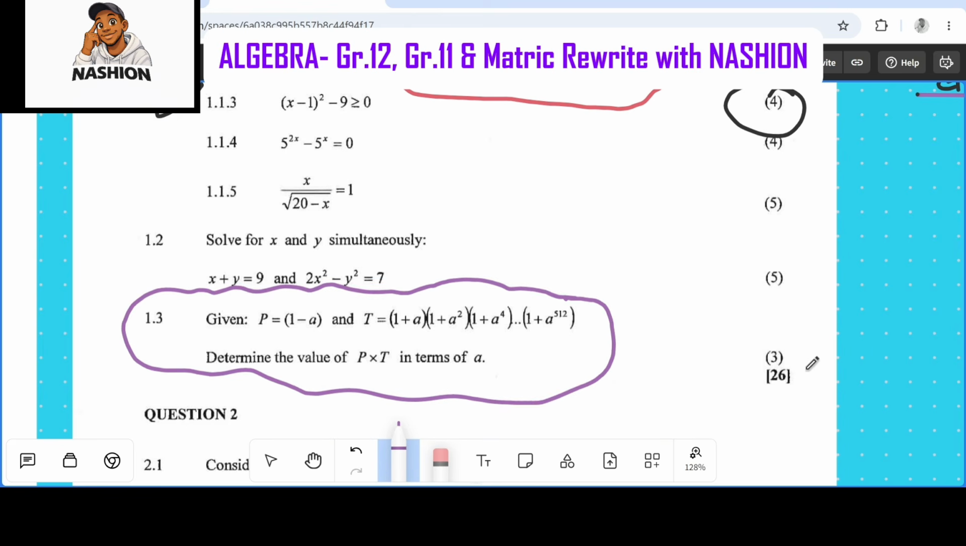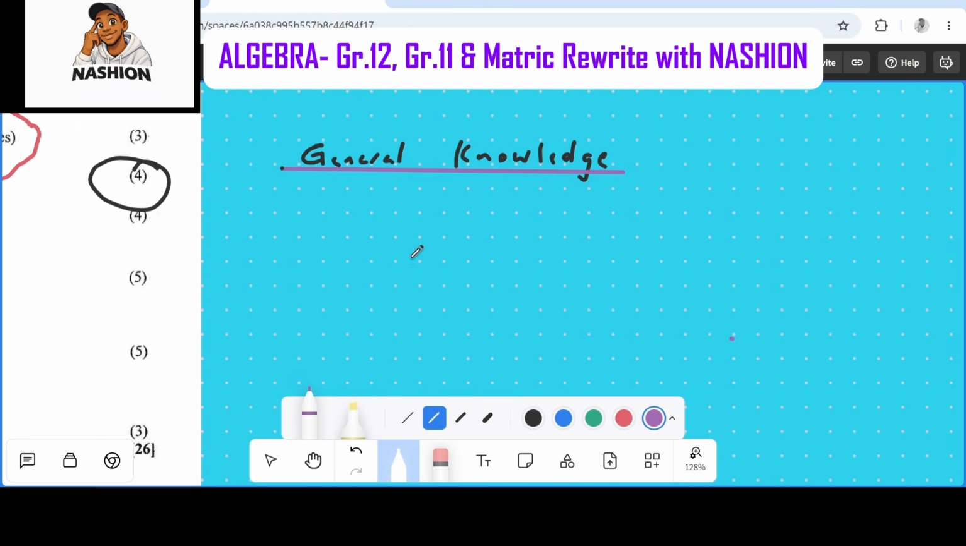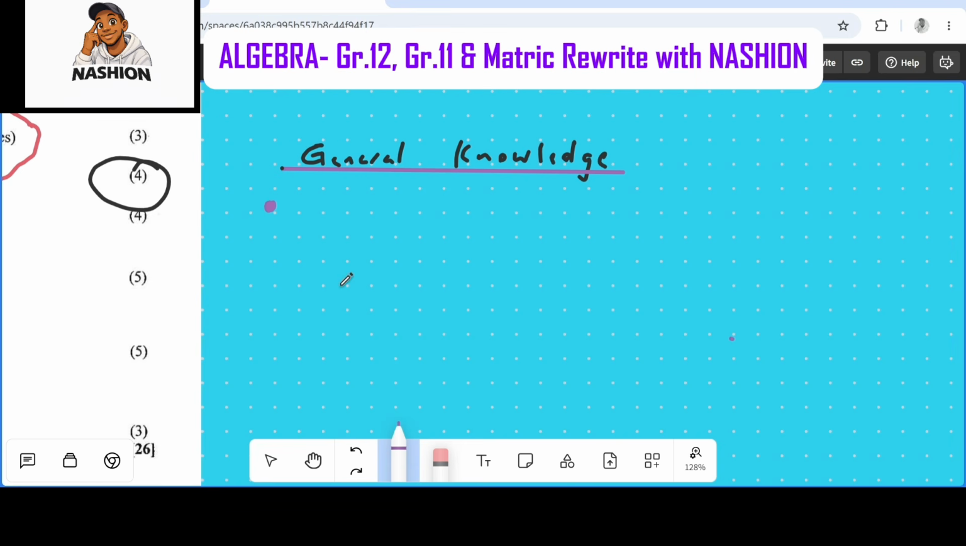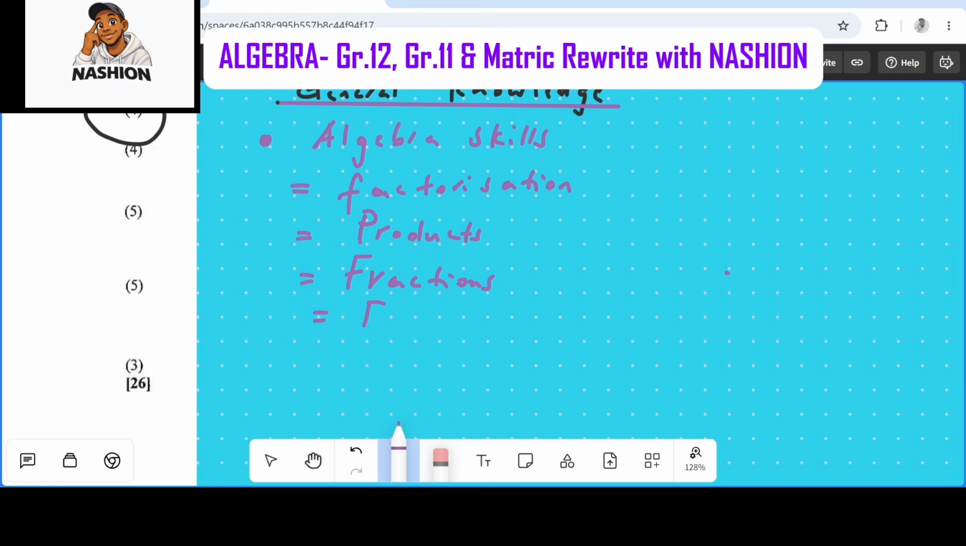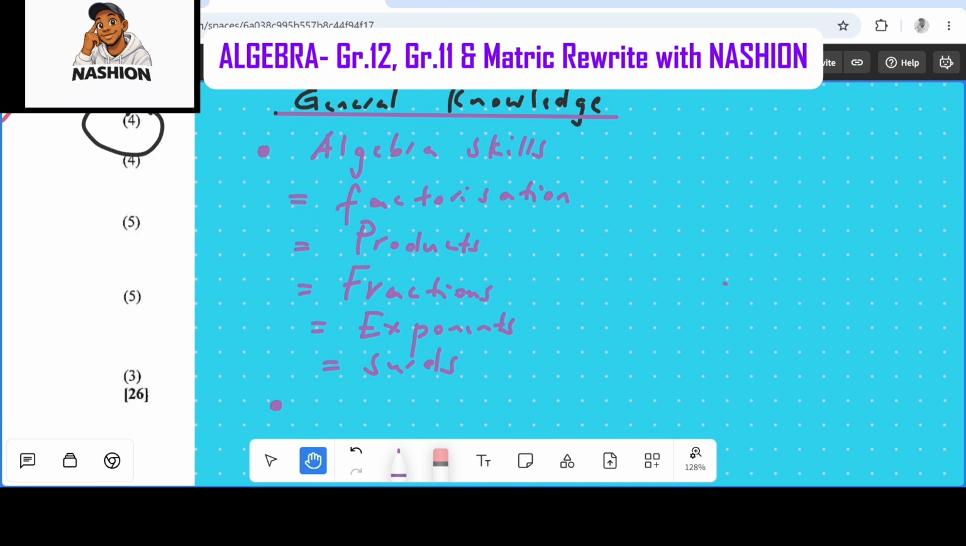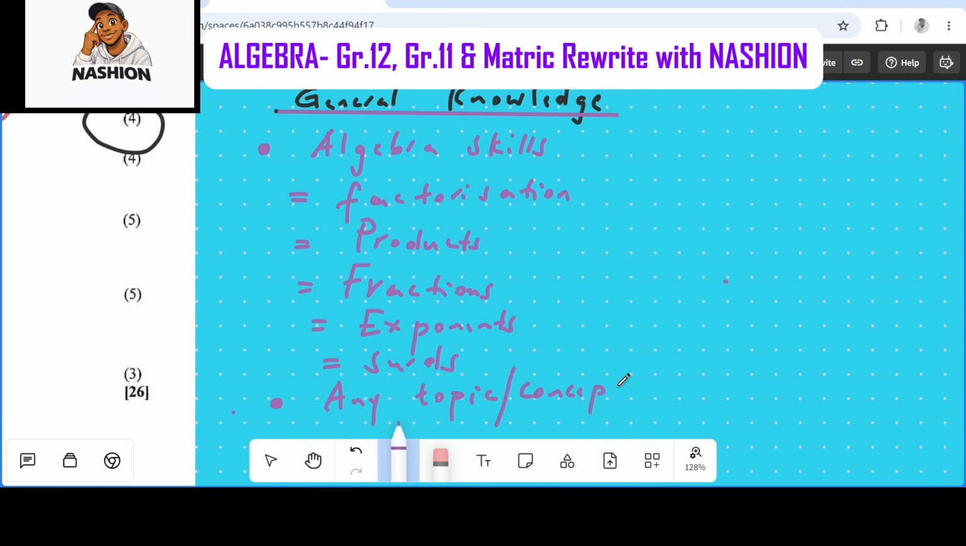Question 1.3 for 3 marks. So in general knowledge questions, guys, the examiners just want to test your algebra skills. Skills like factorization, products, whether you can work with fractions, exponents, surds. All in all, guys, you are just applying any topic or concept in maths.